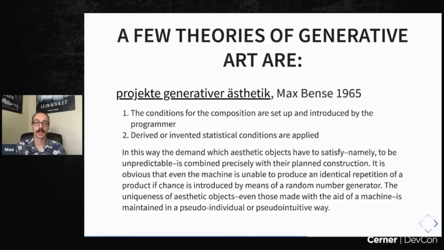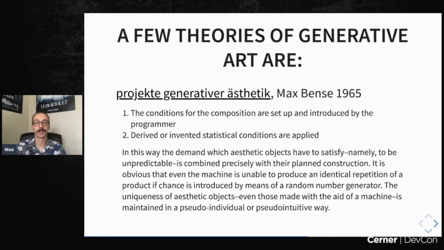Then you can read through the rest of the quote there. Basically, he says, to make an aesthetic object, you won't be unpredictable, but you can also plan for that unpredictability. And then even if the machine is generating millions and millions of these objects, they're still appealing to a human.